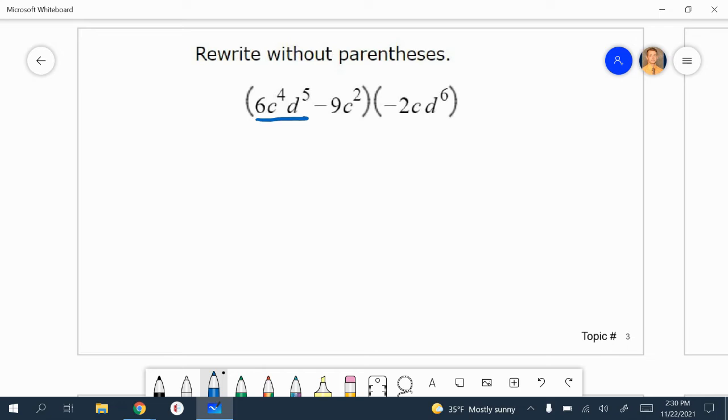Well, I'm seeing one term there, and I'm also seeing one term there. And then I see one term over here. How do I know that these are terms? Well, addition and subtraction symbols are the things that separate terms.